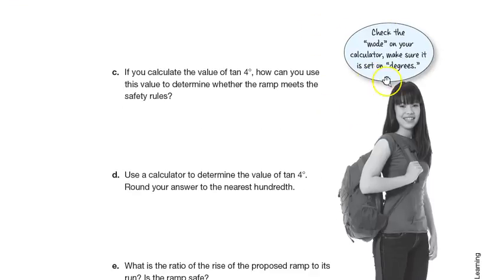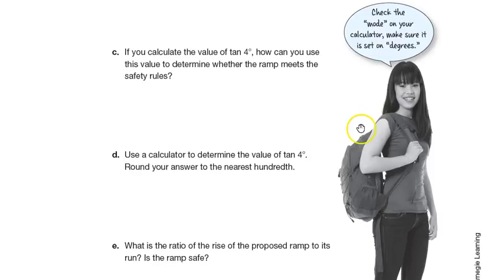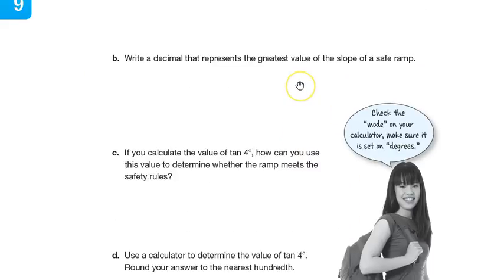You're going to need a calculator now that has the trig functions in it to be able to do the rest of this stuff. And make sure, she's telling you to make sure it's in degrees. Sometimes they have the options to go to radians or gradients. So make sure it's set on degrees. And then you can figure out the tangent of 4.